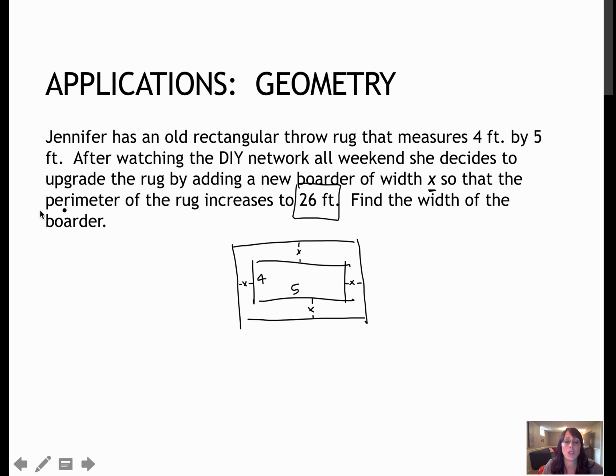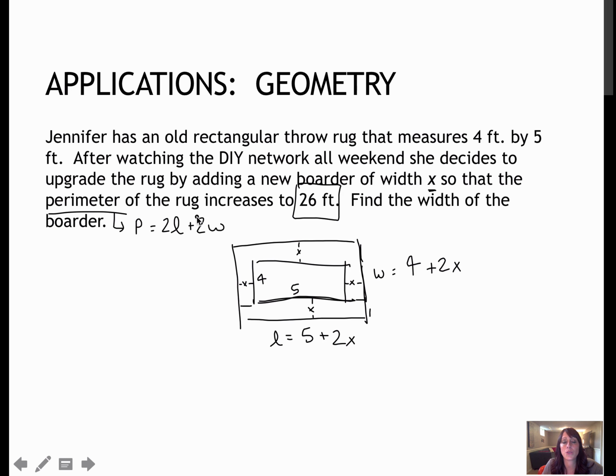So it's important that when they say a word like perimeter, we know that the formula for perimeter is 2 times length plus 2 times width. So right now, before I add the x, my length would be 5, my width would be 4. Now let's look at the new length. My length that was 5 is now x and 5 and x. So my new length would be 5 plus 2x, with x on each end. My new width would be 4, again, plus 2x.